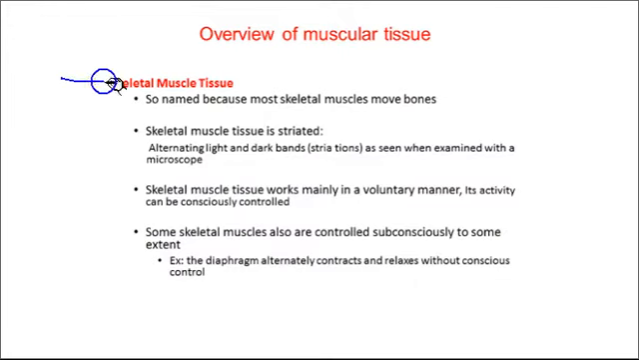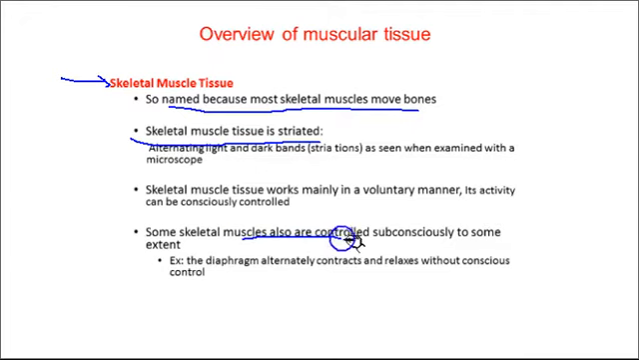If we go to the skeletal muscle tissue, so named because most skeletal muscle fibers move bones, they assist mainly in locomotion. Skeletal muscle tissue is striated. As we mentioned, we have alternating dark and light bands. They are supplied by the somatic nervous system, so they are under voluntary control. Some skeletal muscles work or are controlled subconsciously to some extent, like the muscles of respiration that are controlled by the respiratory centers located in the medulla oblongata.